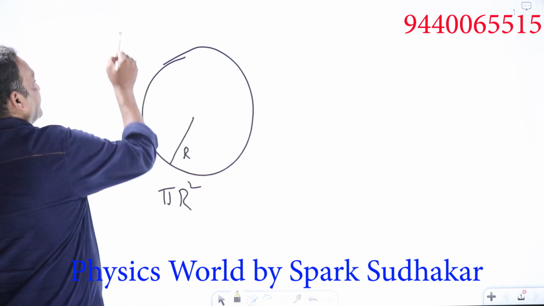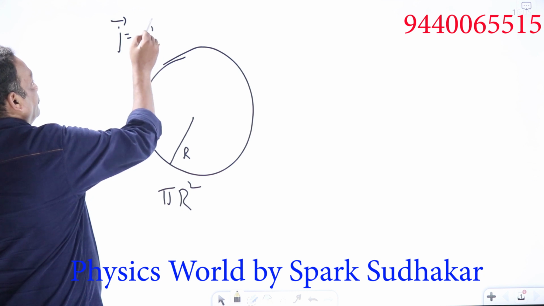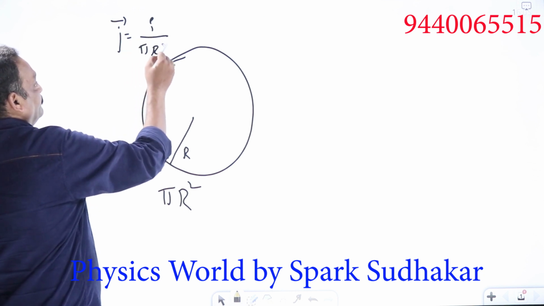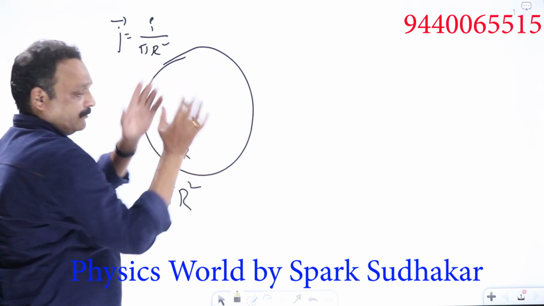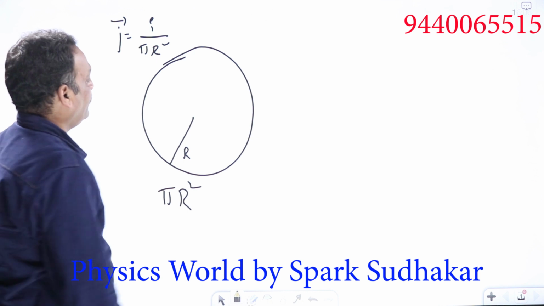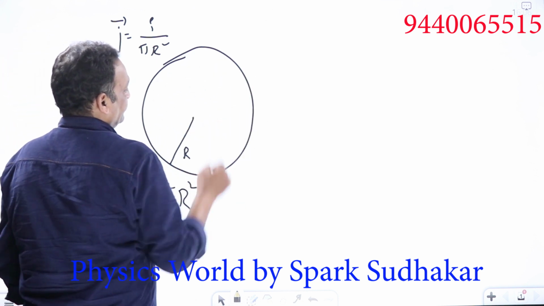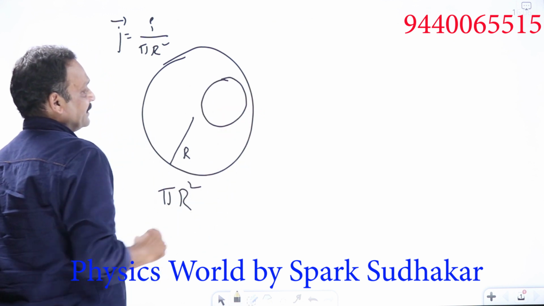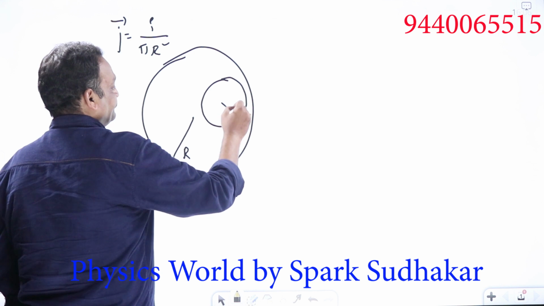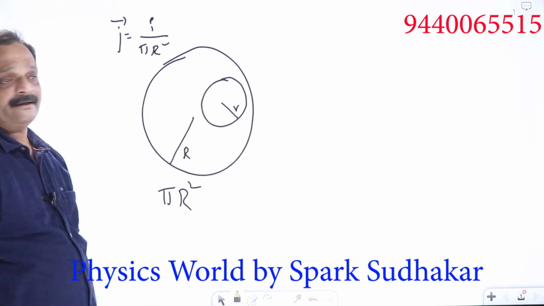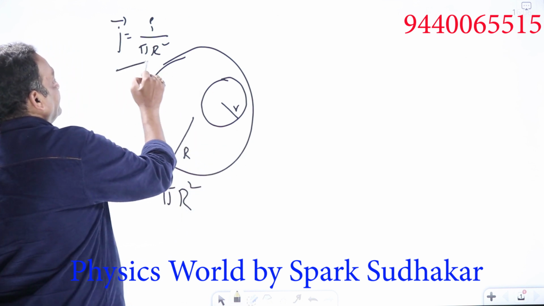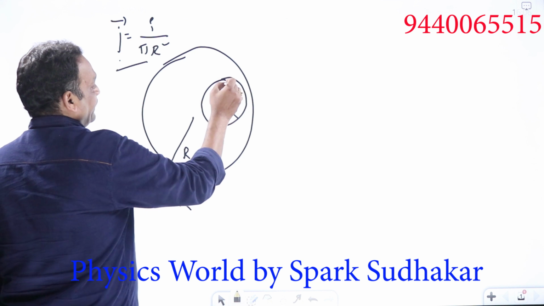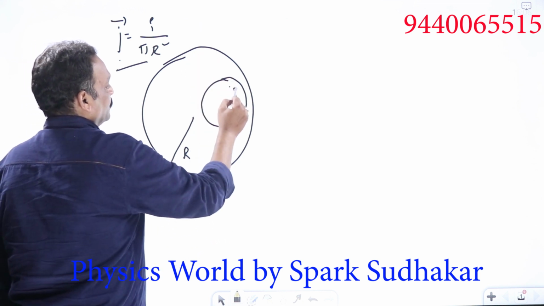Current per unit cross sectional area, current density J bar equals I by pi R square, we write. That is the current per unit cross sectional area passing through this wire. The current may be into the board or out of the board. Now there is a wire like this, a cylinder. There is one cylindrical hole inside, of radius small r. This entire wire is carrying a uniform current density J bar.